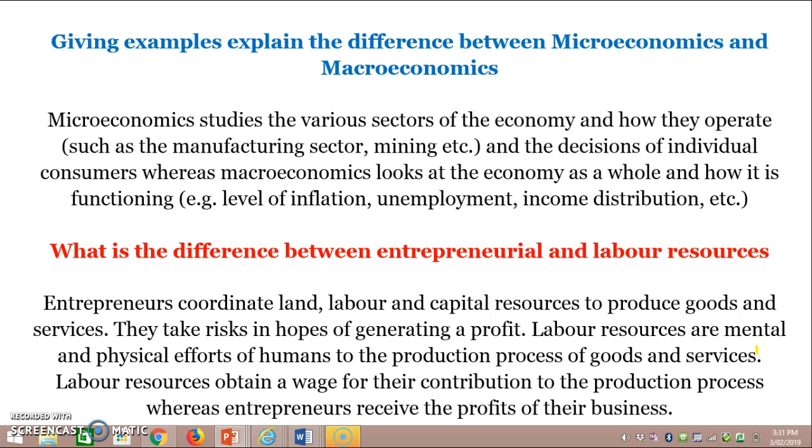Again, factors of production. This should have been in the next video, but I'll put it here, my apologies. The difference between entrepreneurial and labour resources. The key thing is that entrepreneurial resources coordinate the other resources. So they're in charge of the land, labour and capital, and their aim is to make a profit, and they take risks by running a business, whereas labour resources are the physical and mental efforts of humans in the production process. They get a wage or a salary generally for their contribution, and don't receive the profits of the business. They don't own any of the business, and they don't coordinate the other resources.